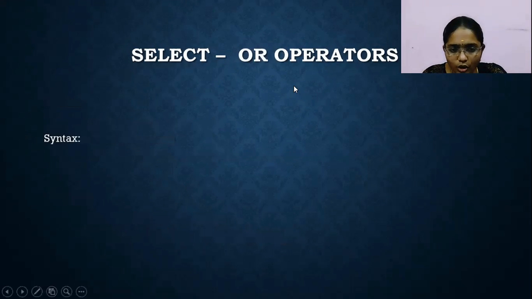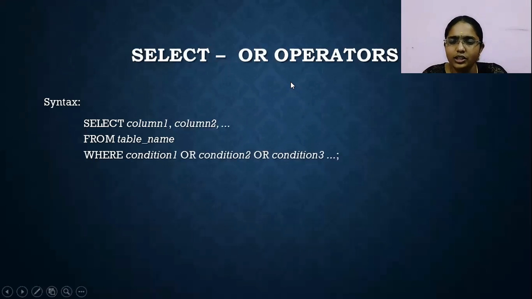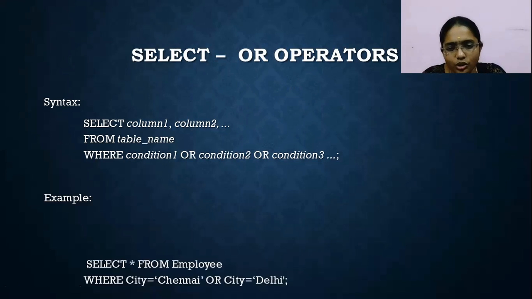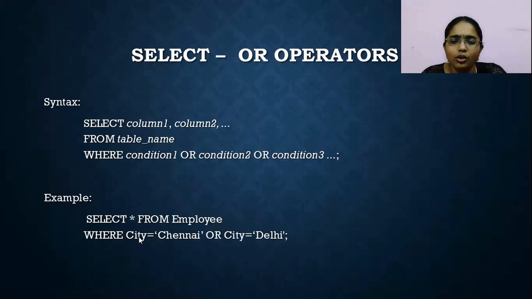And next is OR operator. The same way, if you are using the AND operator, both conditions must be satisfied. If you are using the OR operator, the query will execute when either one condition is satisfied. So here, what I am mentioning is SELECT * FROM employee WHERE city = 'Chennai' OR city = 'Delhi'. So what happened? When either of my conditions is true, this query will work. Clear with it? So this logic is mainly for the OR operator.